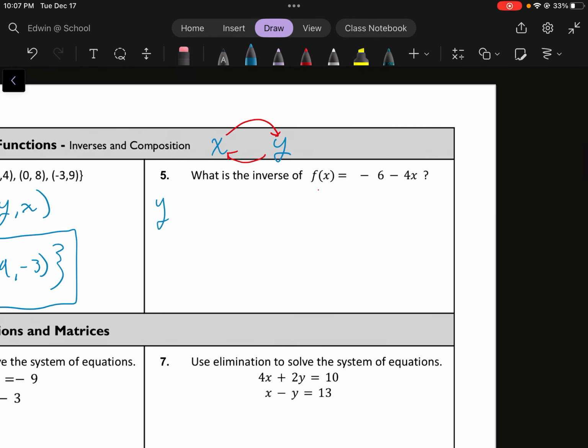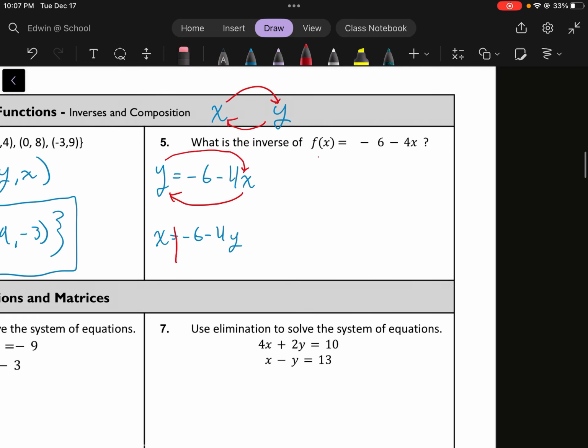Now for inverse, it's very similar. We can rewrite f of x as y, because we know that f of x is equal to y. And then if we rewrite it like this, we just want to make sure that we flip it the same exact way. So we got x is equal to -6 minus 4 times y. And when we have this, we want to make sure that the y is all by itself.